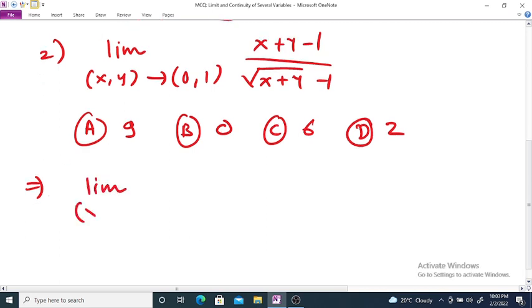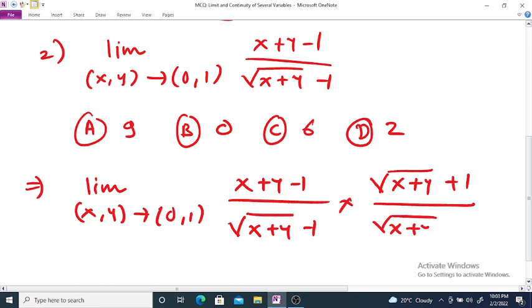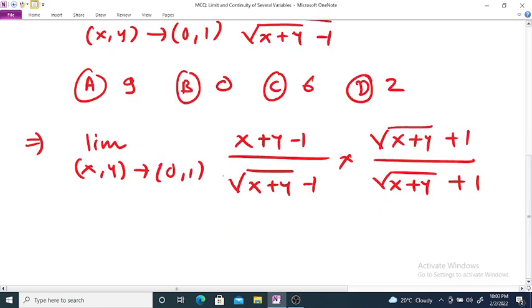First we want to simplify this expression: (x + y − 1) divided by (√(x + y) − 1). We are going to multiply and divide by (√(x + y) + 1). So we know that (a − b)(a + b) is equal to a² − b².